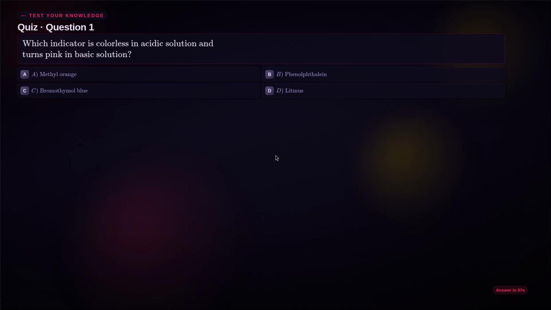Quiz question 1. Which indicator is colorless in acidic solution and turns pink in basic solution? Option A, methyl orange. Option B, phenolphthalein. Option C, bromothymol blue. Option D, litmus.